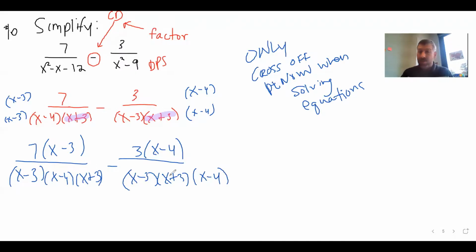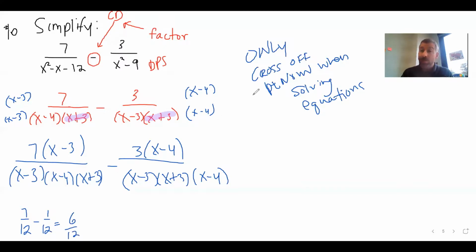So we can't cross this off because we're subtracting. We actually want to subtract the top and keep the bottom. That's what we do, right? If you were to think about a very simple example, 7/12 minus 1/12 is 6/12. Right?